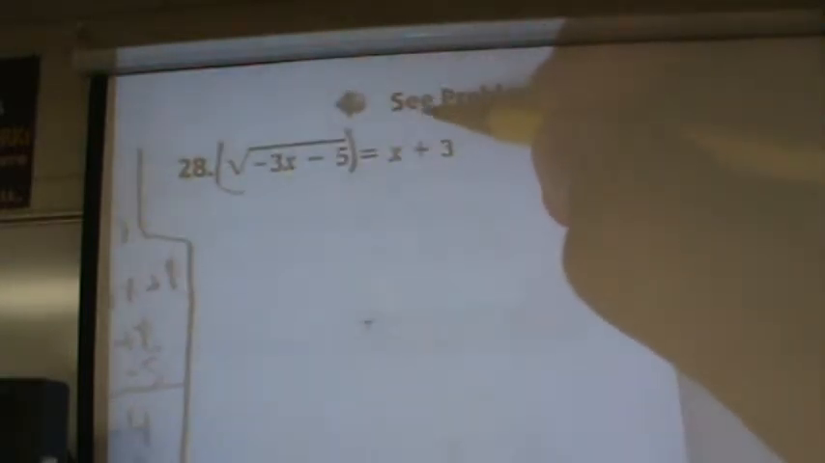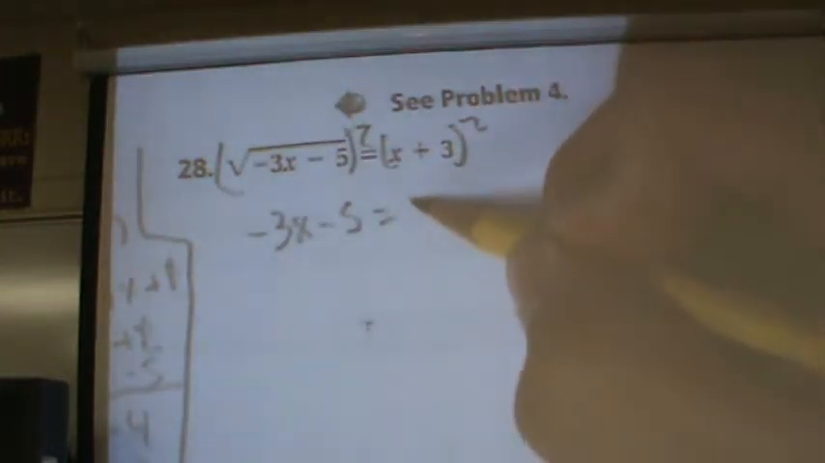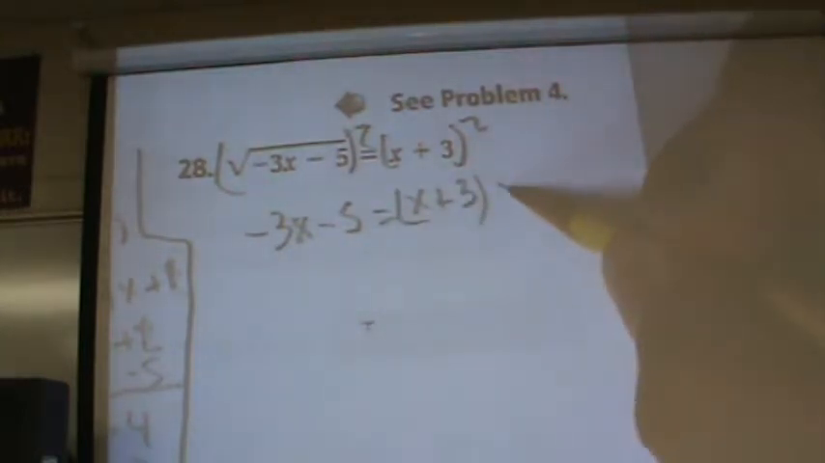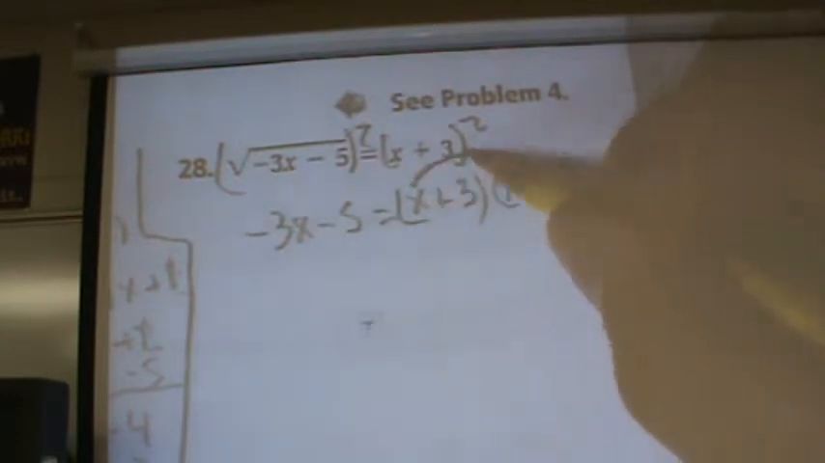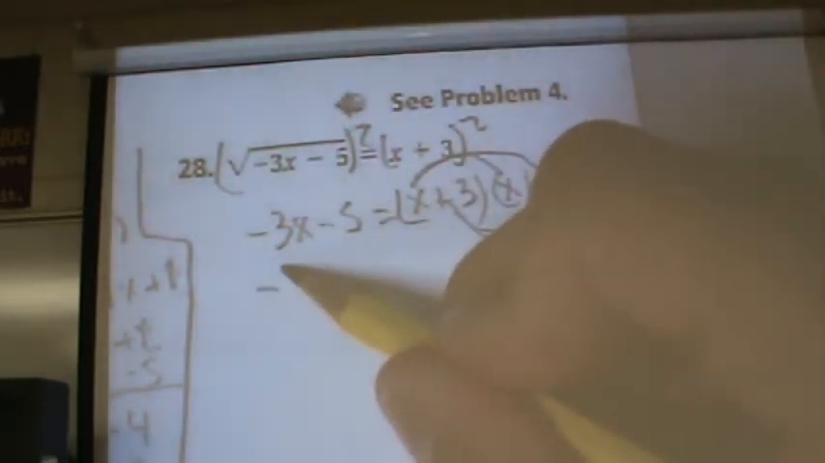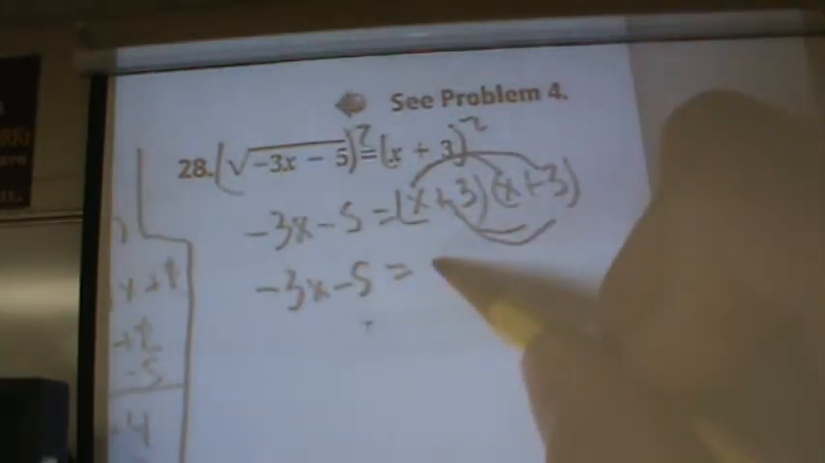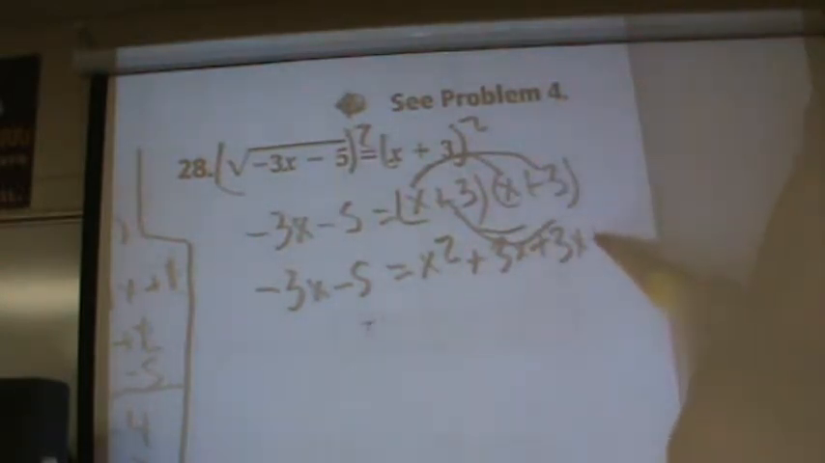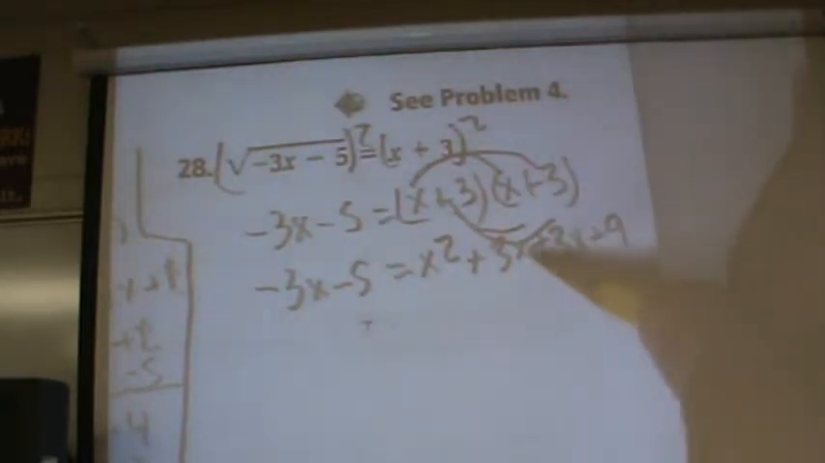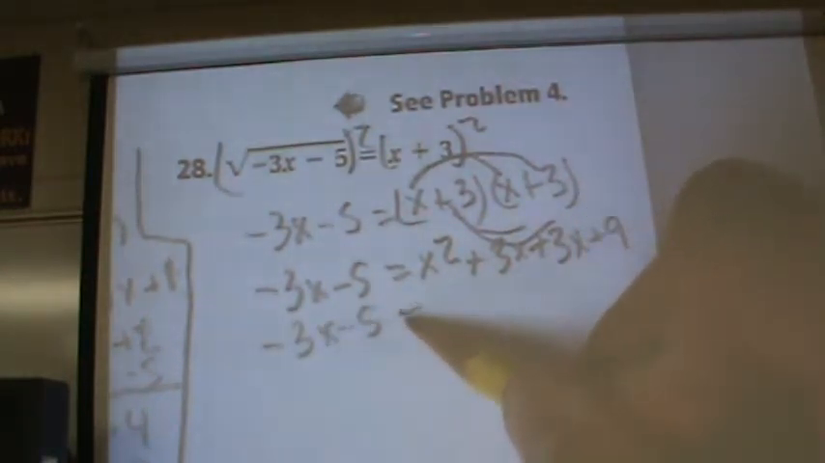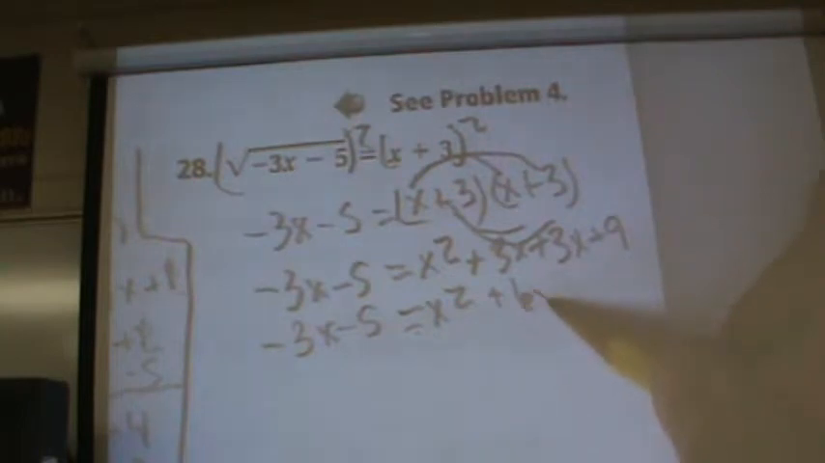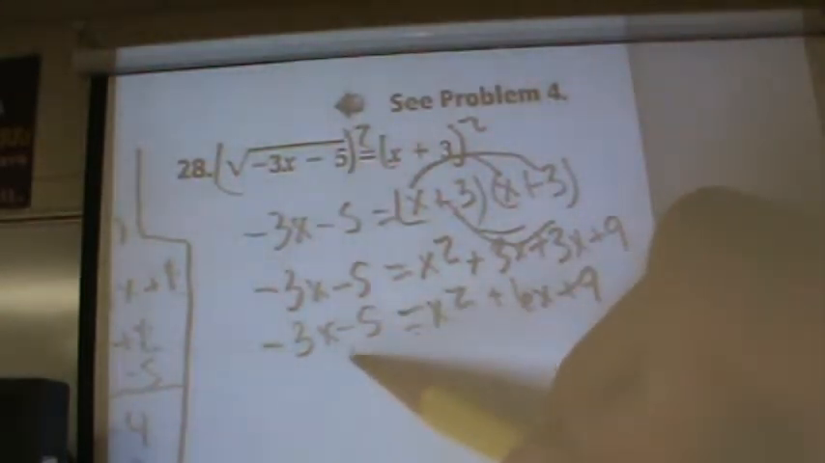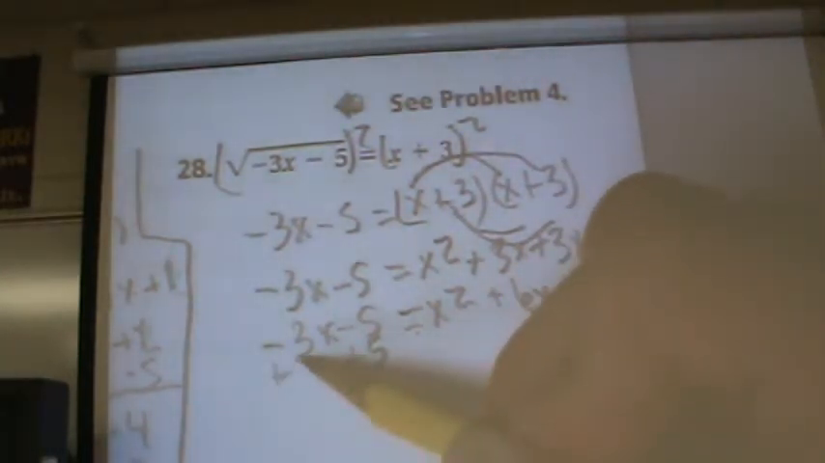Okay. So then you want to square these. Square both sides. It's negative 3x minus 5 equals x plus 3, x plus 3. And that's negative 3x minus 5 equals x squared plus 3x plus 3x plus 9. And then I combine my terms, so it's negative 3x minus 5 equals x squared plus 6x plus 9.